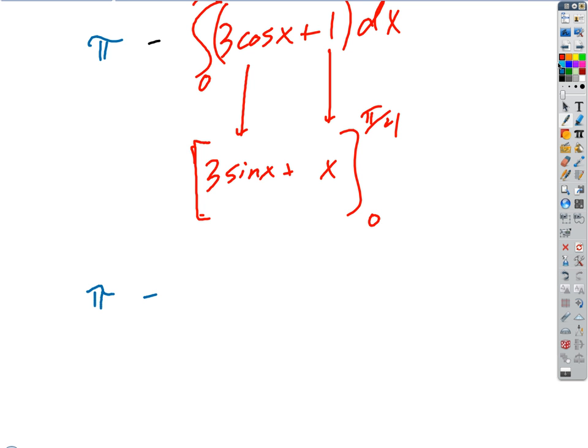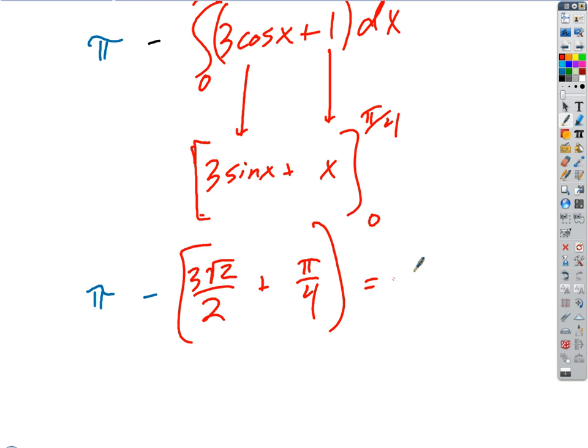Because sine of pi fourths is square root of 2 over 2. So 3 radical 2 over 2 plus pi fourths. So pi, and we're subtracting that whole thing, right? So pi minus pi fourths is pi fourths, minus that, right?